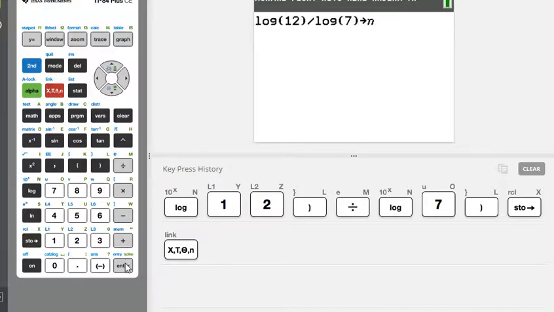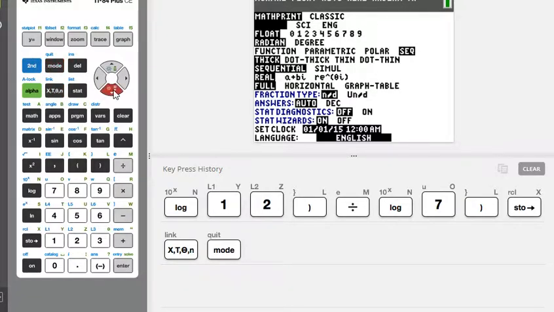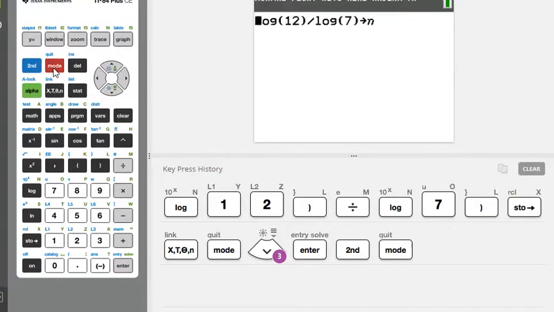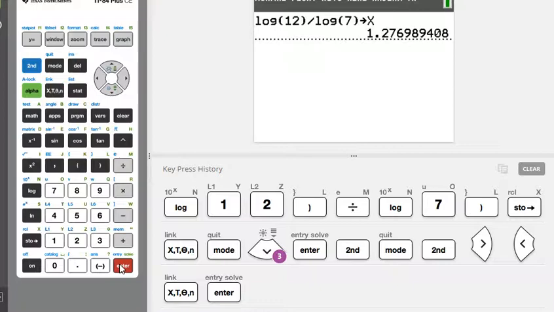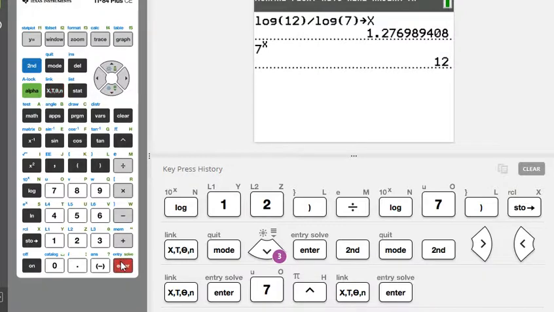It's not. That's because the mode has been adjusted someplace different. Enter. Let me get back there. X. There we go. So I'll store that in X. And then to check it, I'll do 7 raised to the power of X. There you go. 12. All right. Does that help? Okay.